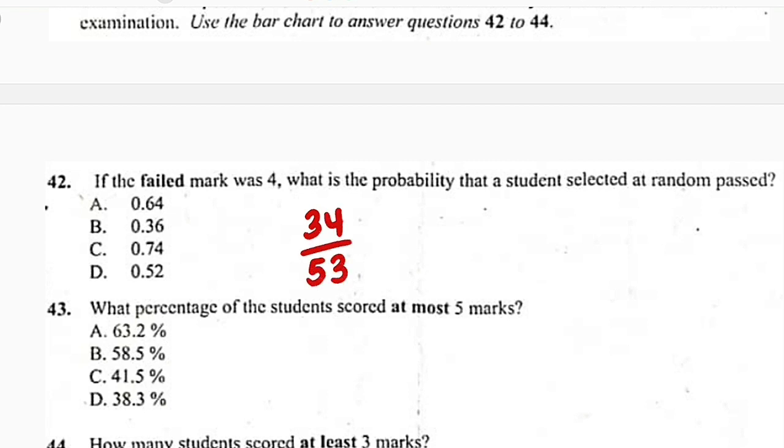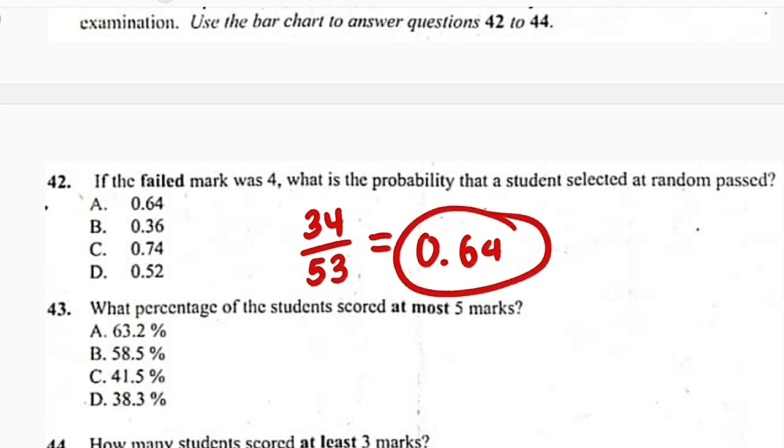Remember, we are dealing with objective questions, so you don't have to show everything. So just take your calculator, 34 divided by 53, which is 0.6415 and so on. But you can see this is to 2 decimal places, so we are going to round to 2 values, which is equivalent to 0.64, which is option A.